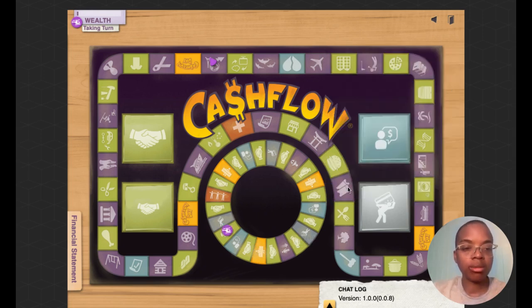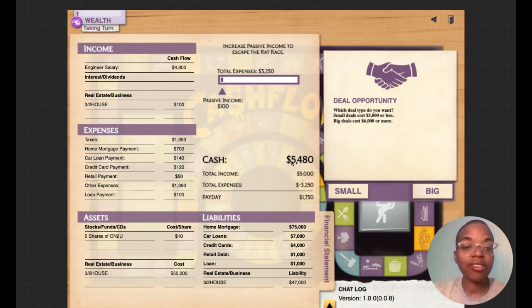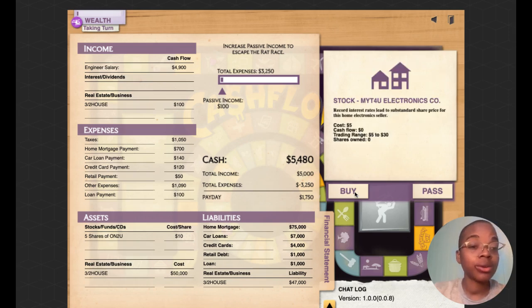So did payday, going to roll again, and I have $5,480. So small deals cost 5,000 or less, big deals cost 6,000 or more. I think I'm going to wait till I get a little over 6,000 before I go into the big deal. I'm going to take another small deal for now.